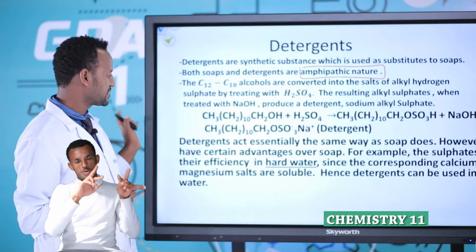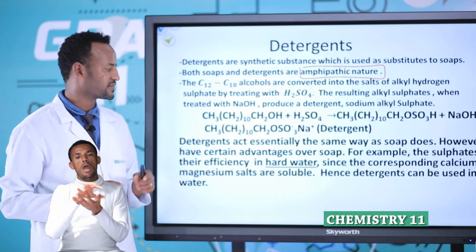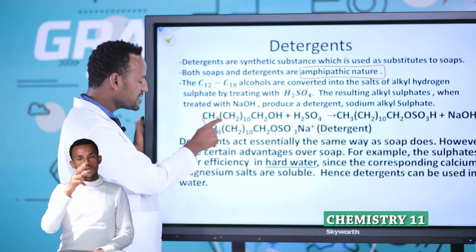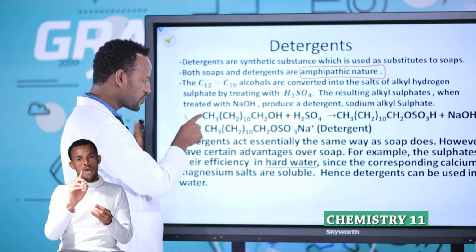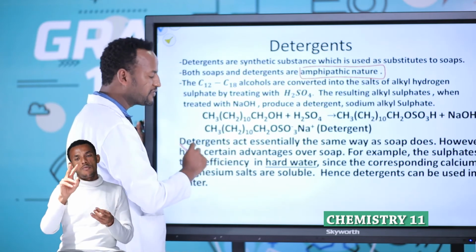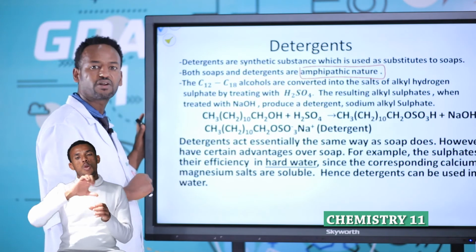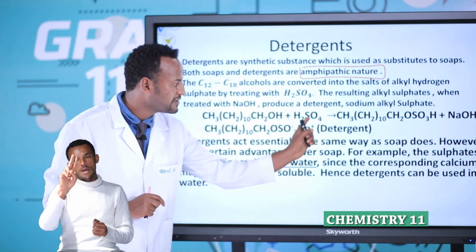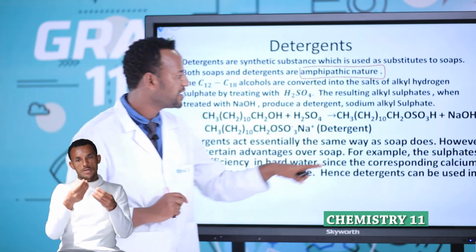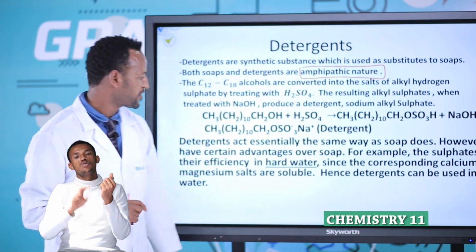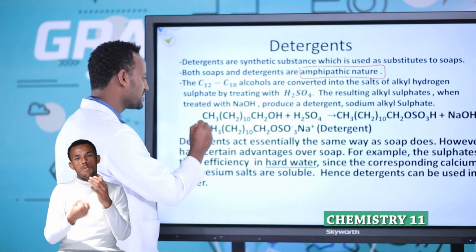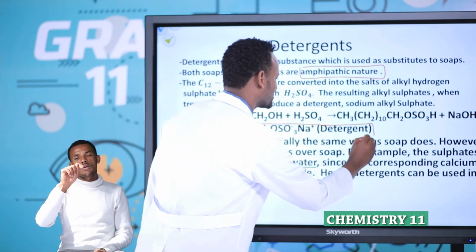Converted into the salt. Look at this equation or reaction. CH3, CH2 10 means already 10 carbons, plus 1, 11, plus 1, 12 carbon alcohol, lauryl alcohol, treated with sulfuric acid. It gives this sulfate, again treated with a strong base, sodium hydroxide, and finally produces these detergents.